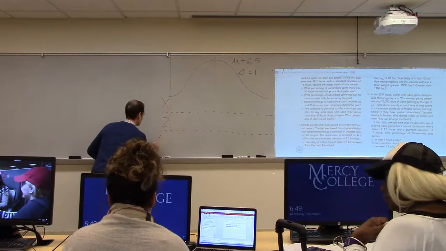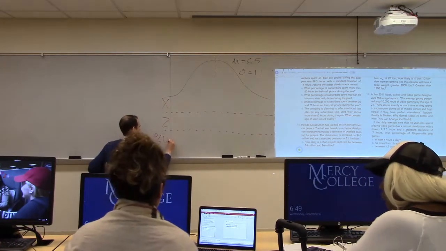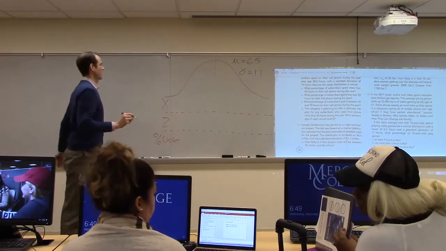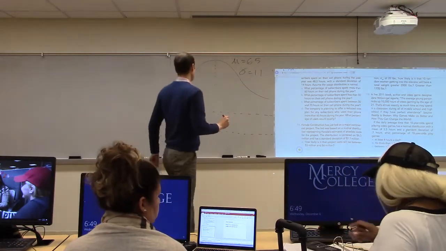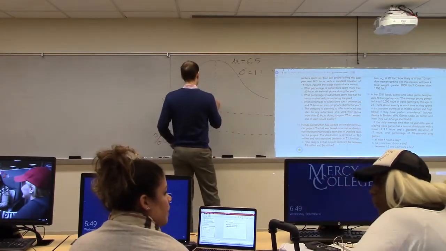So you subtract the average from the value, divided by 1.9. Find the probability. Are we doing number 16?